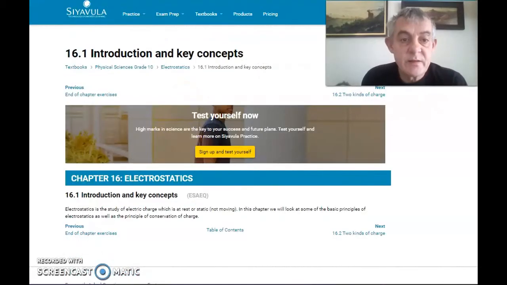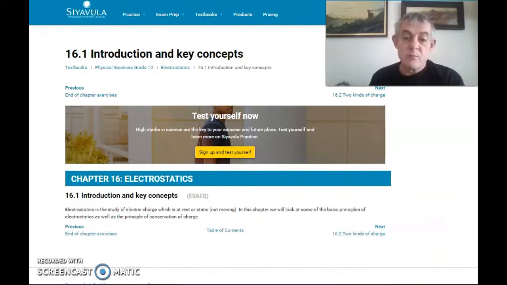In introducing the key concepts, all this part of the book does is introduce to you what is meant by electrostatics. It's important to realize that when we deal with static electricity, we are dealing with charges that are not in an electric circuit.